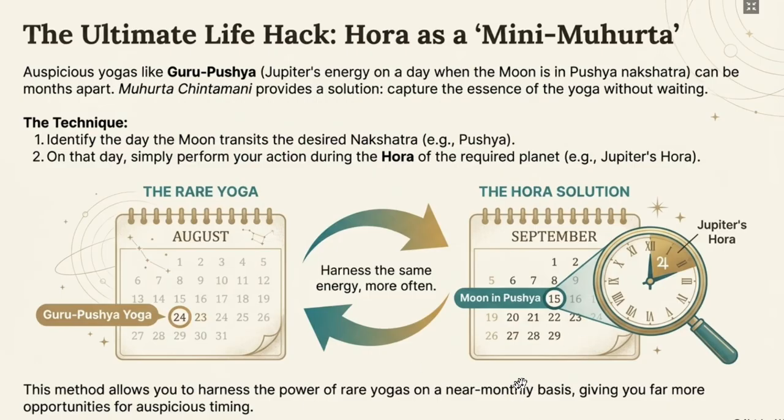Similarly, there are other yogas as well. Whenever there is a yoga in which you cannot find a particular weekday, you can find the particular hora, because every day you will get the hora of every planet at least three times. Because there are 24 hours and there are only 7 planets. So it is easy to find hora rather than waiting for the weekday to happen. So this is another important application of hora.